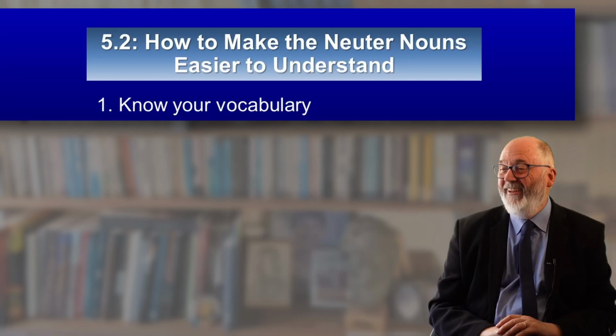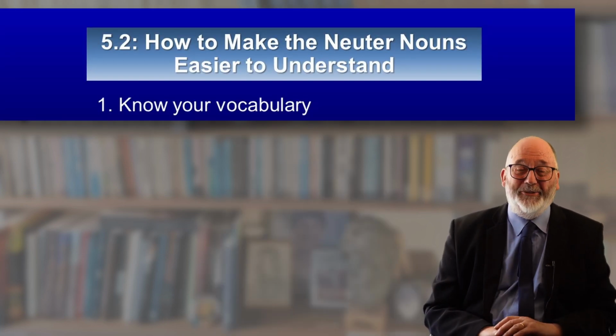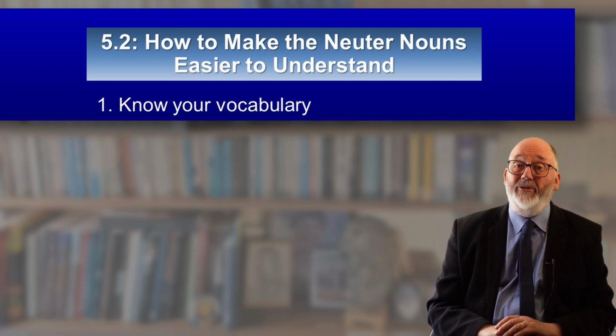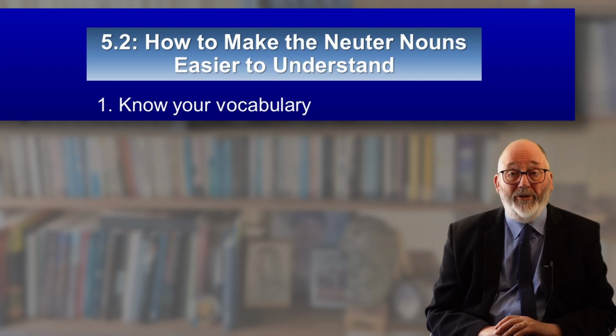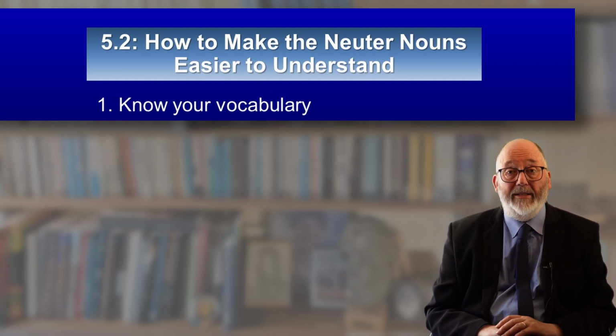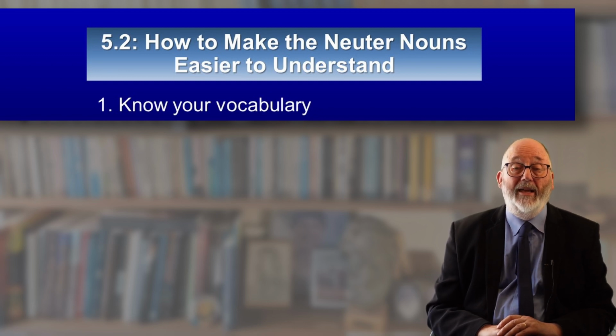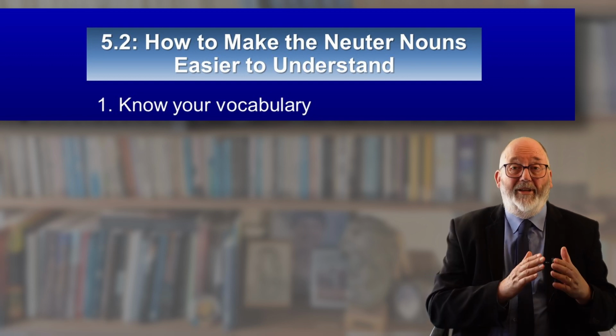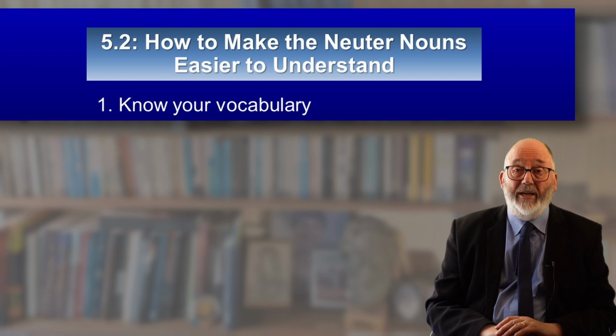So, do I have some tips on how to make neuter nouns easier? Well, it just so happens I do. First of all, and as always, know your vocabulary. Know your vocabulary very well. Overlearn it. Learn it going from Greek to English and English to Greek. Practice writing it out so that you can spell it correctly. And once you can spell it correctly, then you will have it clearly fixed in your memory. Of course, over time, your memory of your vocabulary will diminish a little bit, so you will need to go back and review vocabulary from time to time.